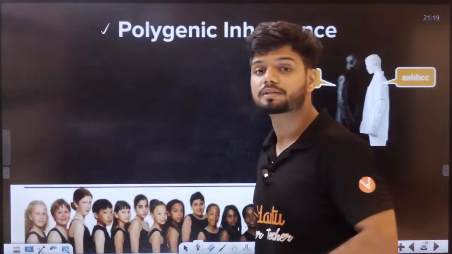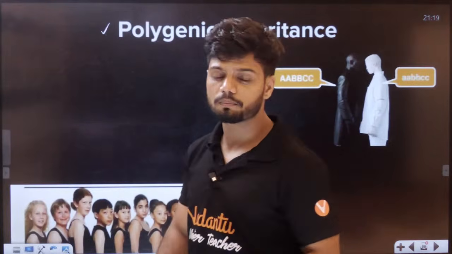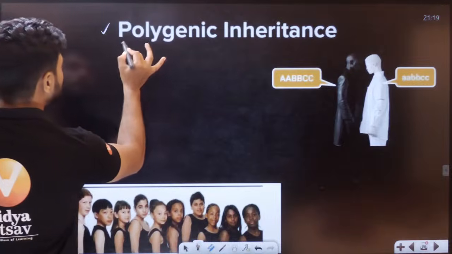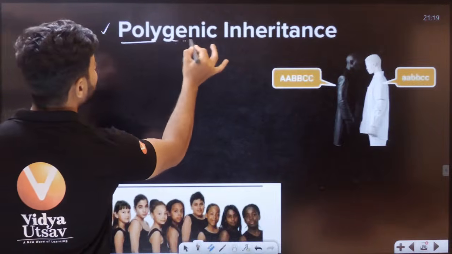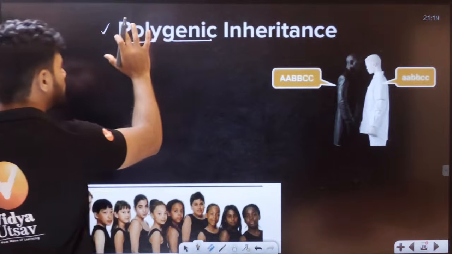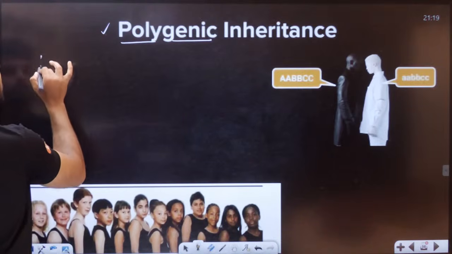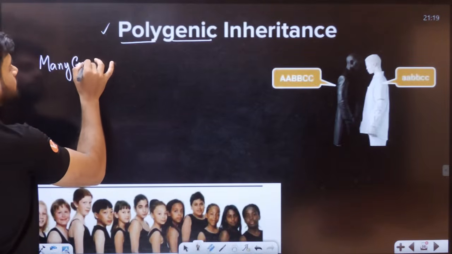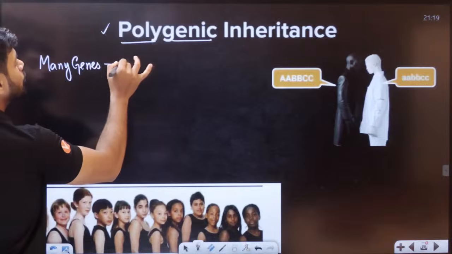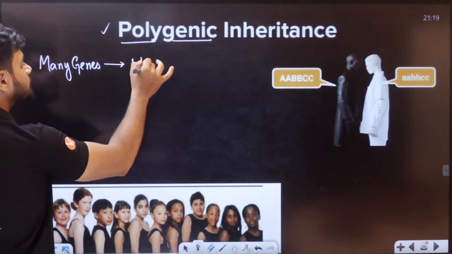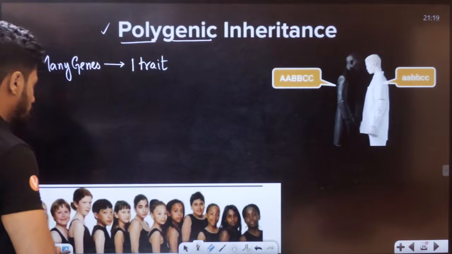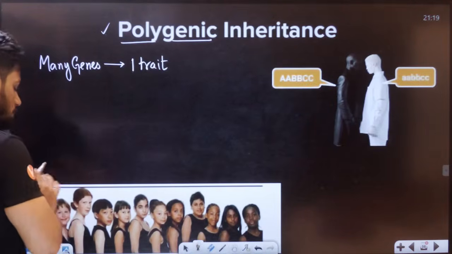Poly means one or many, students. Anyone in the chat? See, poly means many. Genic means genes. So in polygenetic inheritance, we have many genes controlling one trait. Many genes are controlling one trait.